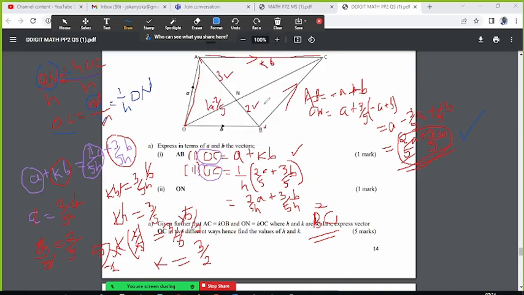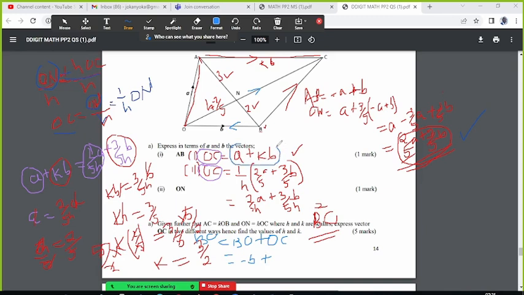So BC, we can follow the route BO plus OC. That is vector BC. We are going against the direction and then to OC. And BO is minus B plus OC.